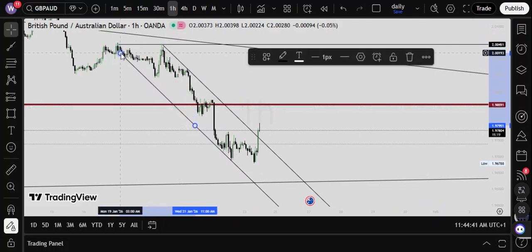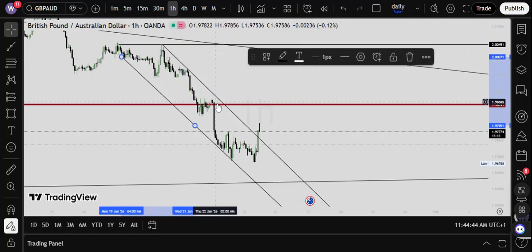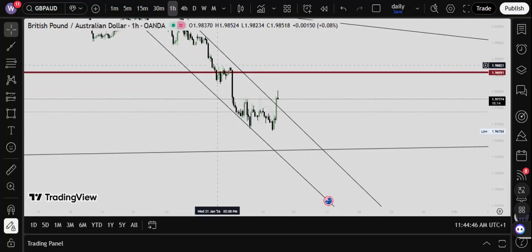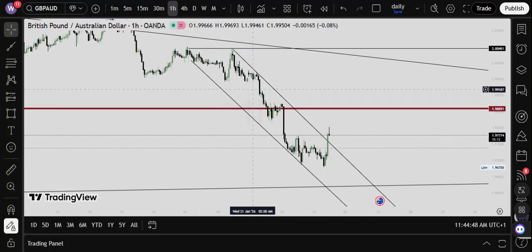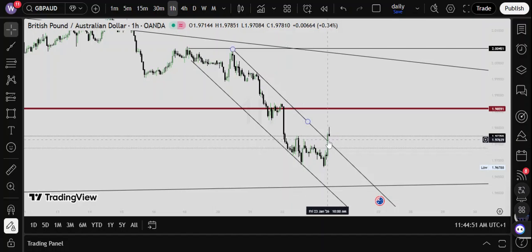And we are done with this. We've converted it to a channel. So we have both support and resistance. As you can see, price moved very cleanly. And now we have a recent breakout.